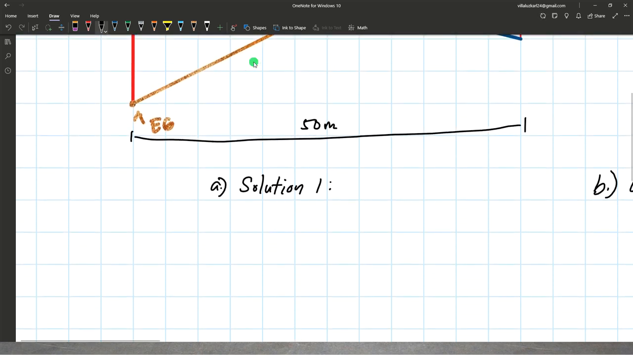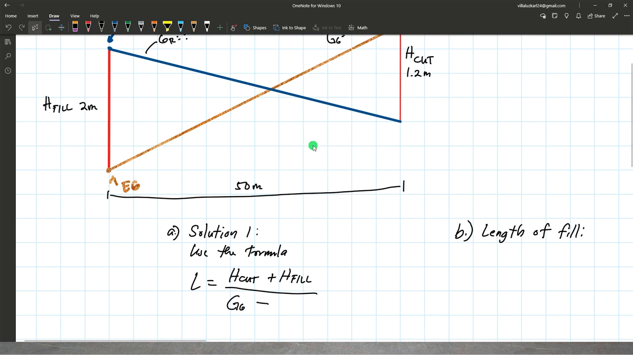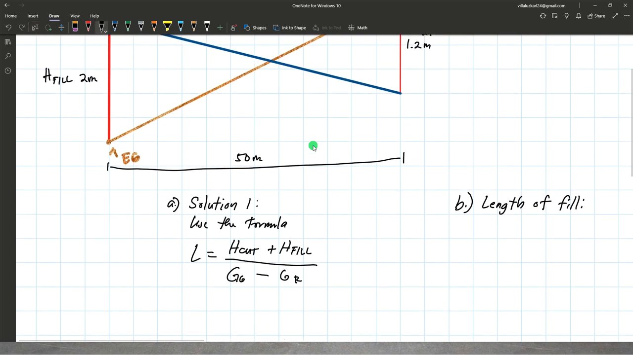But the easier way is we just simply use the formula, which is the length is equal to H cut plus H fill over G, the grade of the ground surface, minus G of the roadway, or the grade of the roadway. Okay, so the required here is the grade of the roadway. So we can now substitute all the given values.